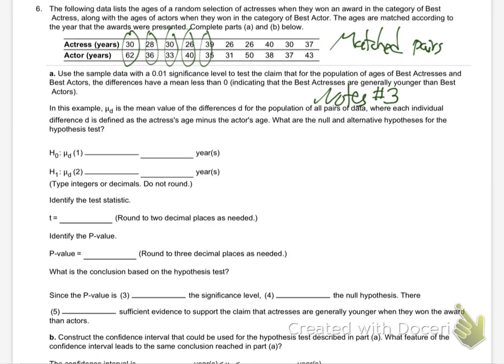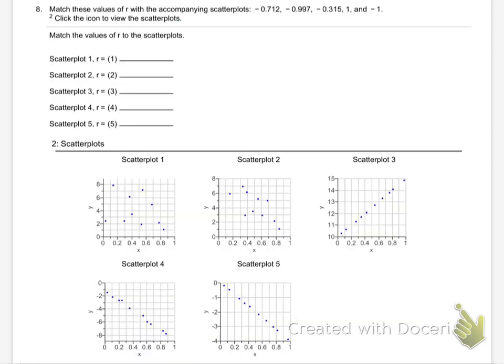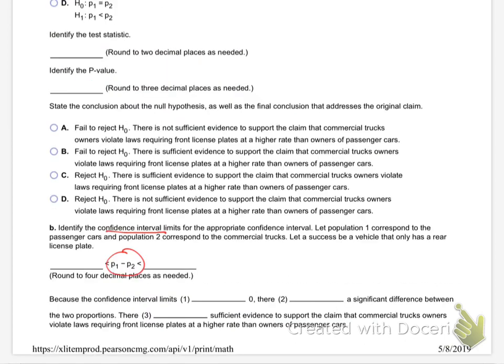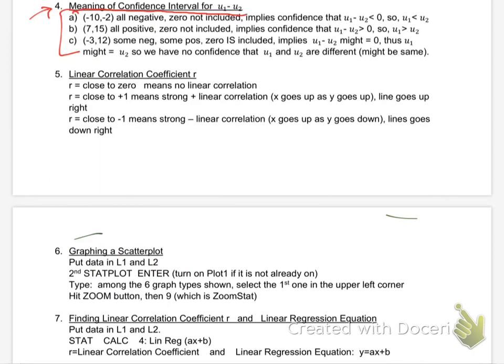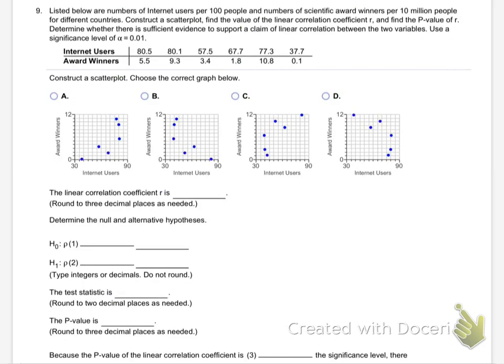All right. Let's go forward. Same thing. Matched pairs. So you can tell matched pairs. Notes number 3. 2 dependent matched pairs. Okay, now that's clearly scatter plot. So if you go back to your notes, it's going to be number 6. Graphing a scatter plot. There it is. From the notes. Notes number 6.